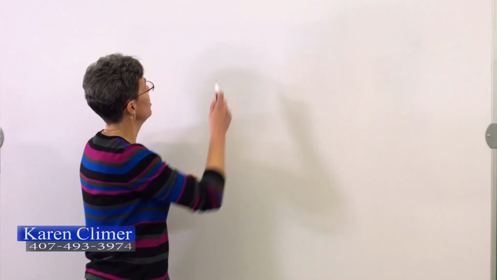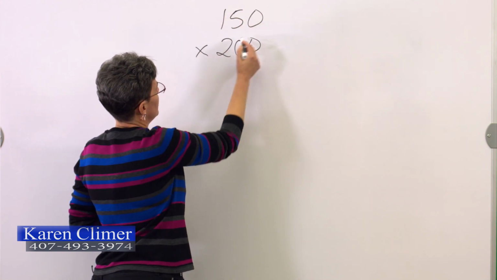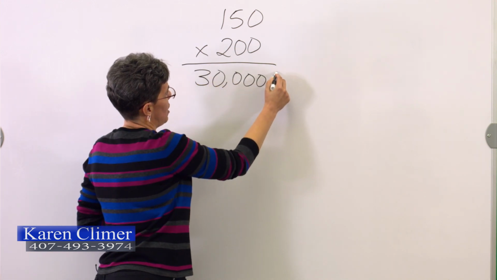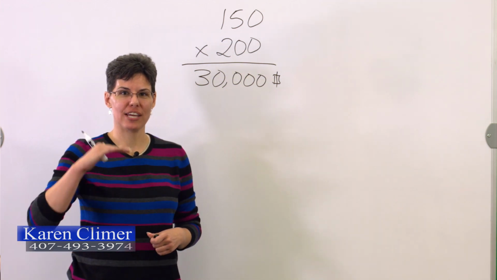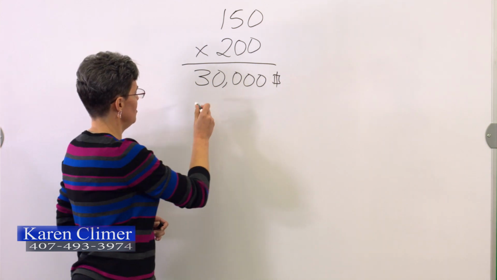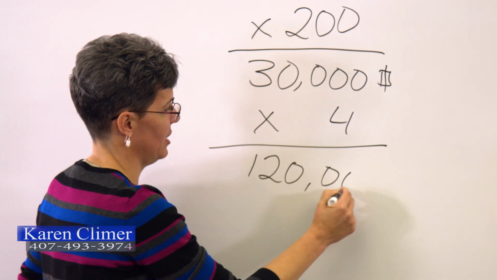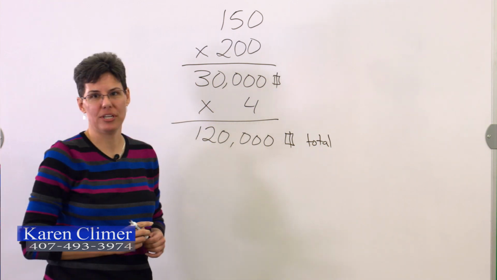So our building is 150 feet by 200 feet. That means 150 feet this way, 200 feet this way. So we're going to do 150 times 200, and that gives us 30,000 square feet. But it's a 4-story building, so that's 30,000, 30,000, 30,000, 30,000. So times 4. That gives us 120,000. That's the total square feet of this building.